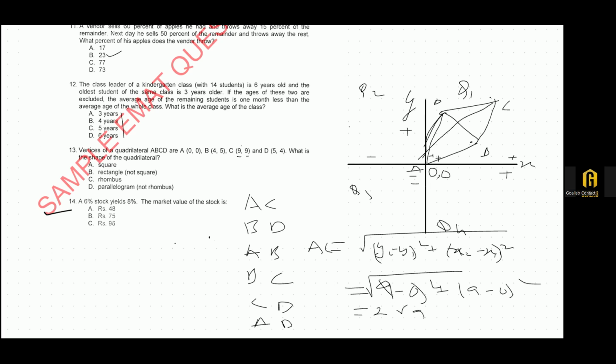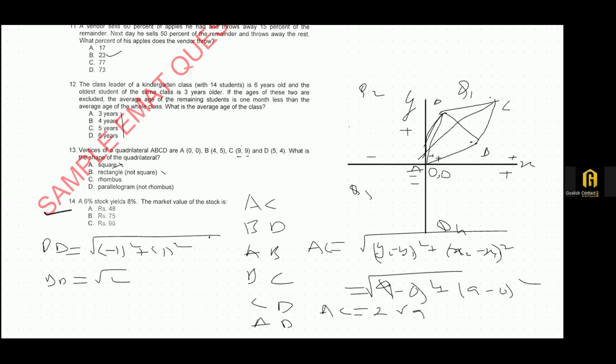The other diagonal is BD. The coordinates are y2 minus y1, 4 minus 5, minus 1 square, plus 5 minus 4, 1 square. It is root 2. So here we see BD and AC are not equal. Because these are not equal, it cannot be a rectangle, it cannot be a square. These two we cross out. Now it might be a rhombus, it might be a parallelogram.